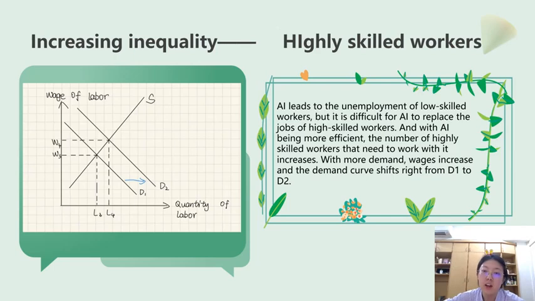AI leads to the unemployment of low-skilled workers, but it is difficult for AI to replace the jobs of high-skilled workers. And with AI being more efficient, a number of highly skilled workers are needed to work with it. With more demand, the wages will increase and the demand curve will shift right from D1 to D2.